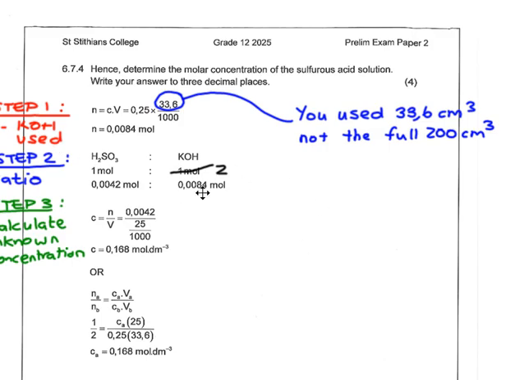So if you've got 0.0084 moles of KOH, we times by 1, divide by 2. You're only going to use 0.0042 moles of the sulfurous acid. So that's what we're trying to get, the number of moles of our solution that we don't know the concentration of. Then step 3, we calculate the unknown concentration. So C is equal to n over V. We've worked out what the moles was, and it tells us that we use 25 centimeters cubed, so we change it to decimeters cubed, and our unknown concentration is 0.168 mole per decimeter cubed.